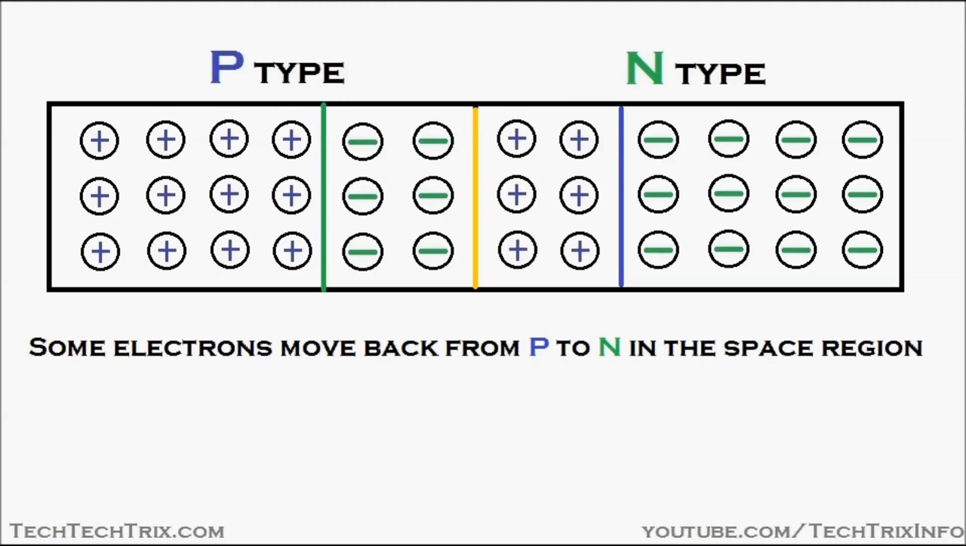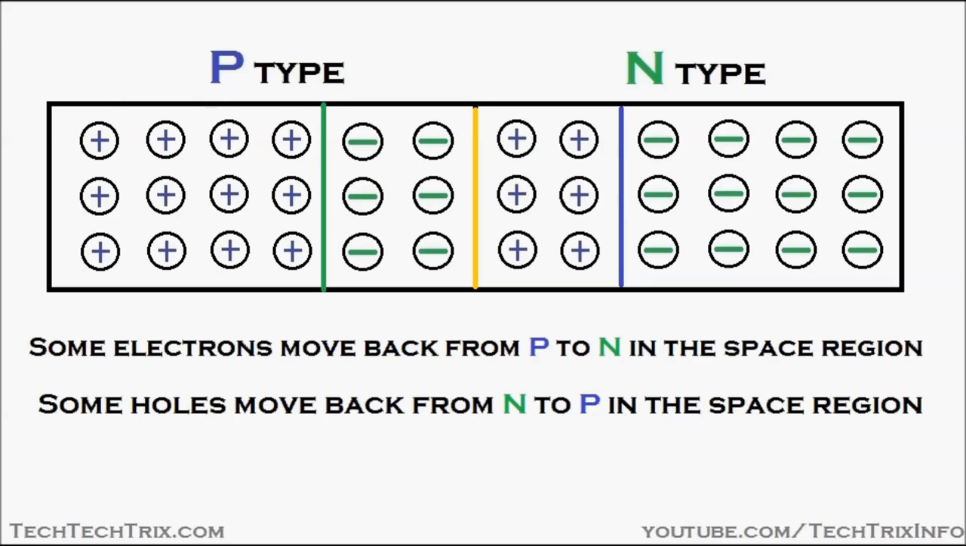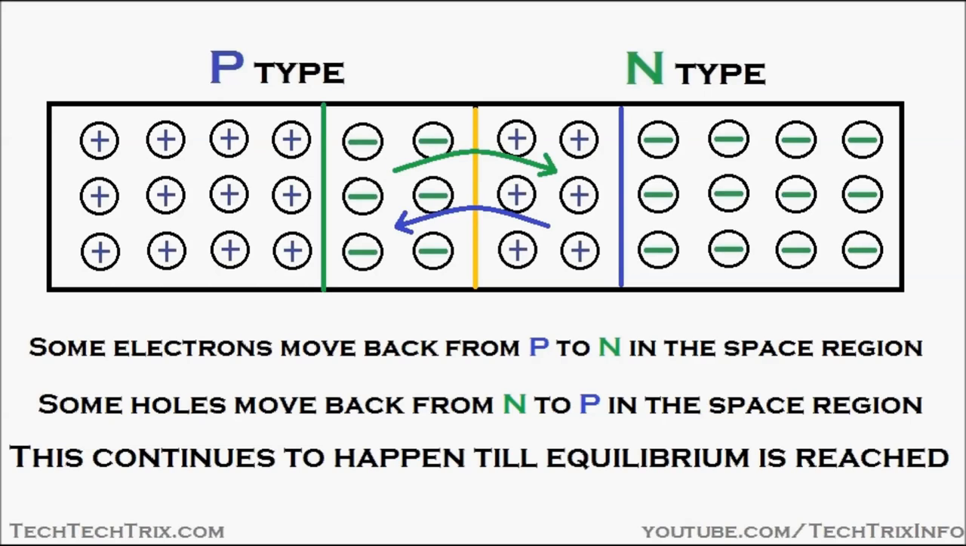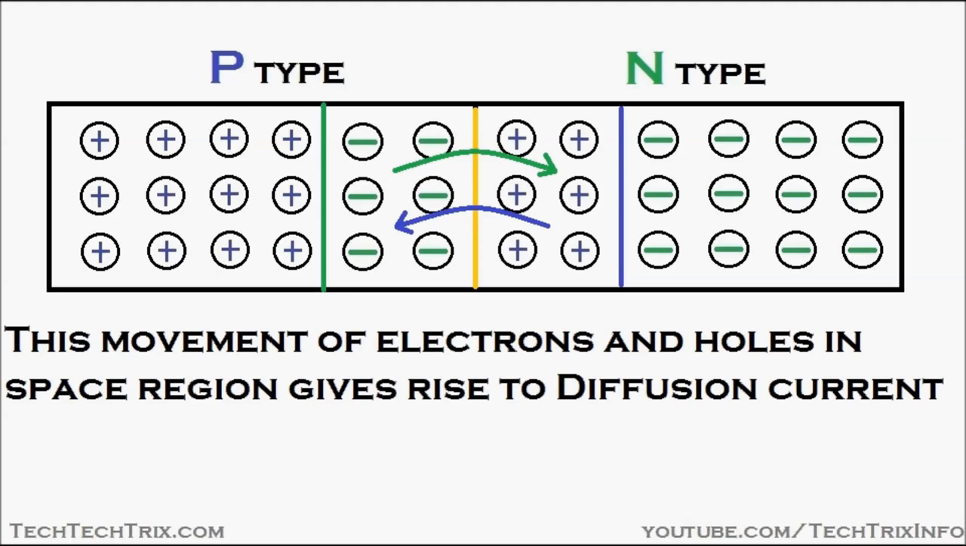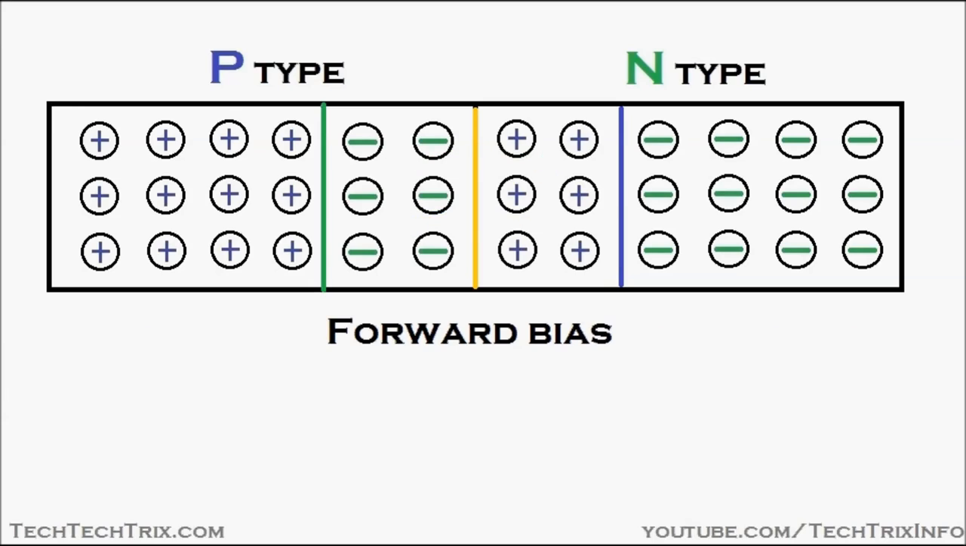Some electrons move back from P to N in this space charge region, and some holes move back from N to P in this space charge region. So it moves back also, and this continues to happen till an equilibrium is reached in this region. This movement of electrons and holes in the space charge region gives rise to a current, and this current is called diffusion current.